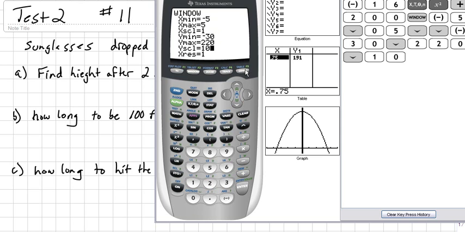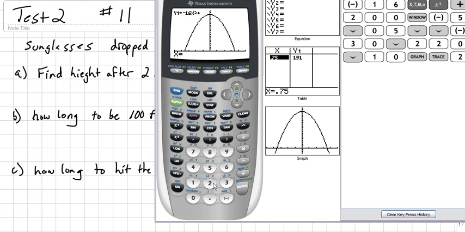So now when we graph the equation, we can see it's a parabola that opens down. This is the building, and this is the location of the 200 feet up in the air. Now to find out how high it is after 2 seconds, I can also use my table function, but I can just use my trace key. And I'm going to plug in my x value of 2, hit enter, and you can see right there after 2 seconds, the height of the sunglasses is 136 feet.